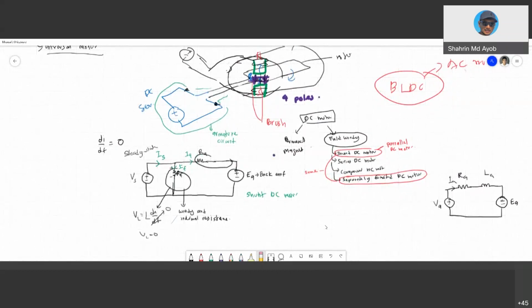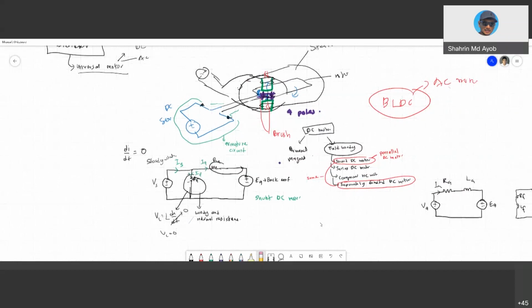Okay, so if there is no question, then we move to the equation.